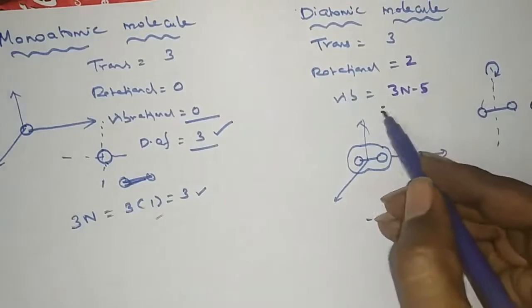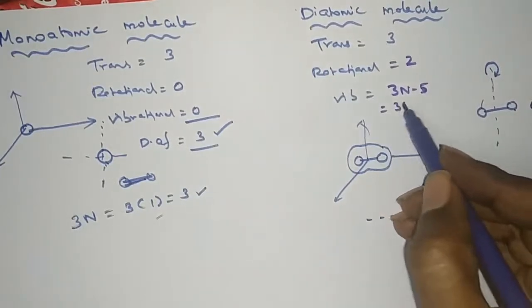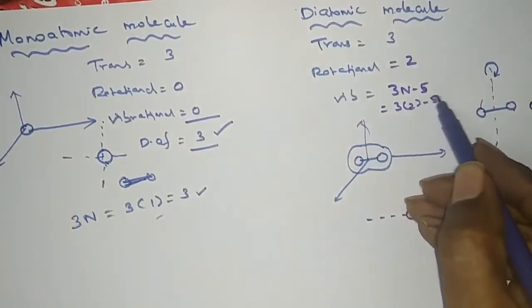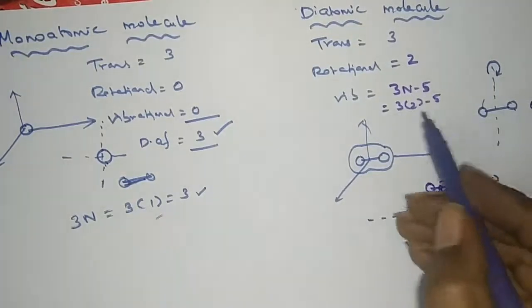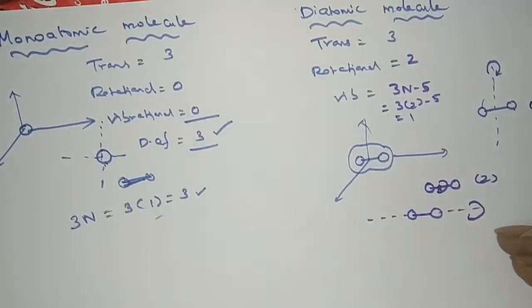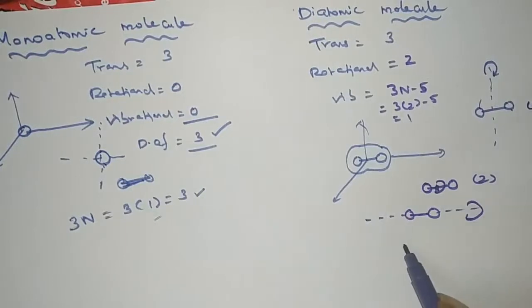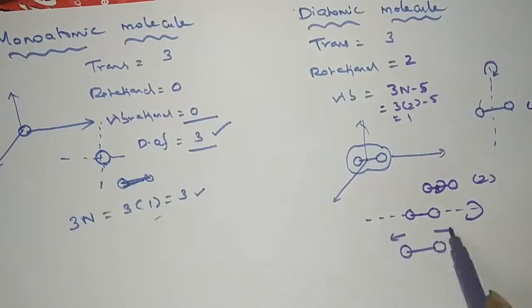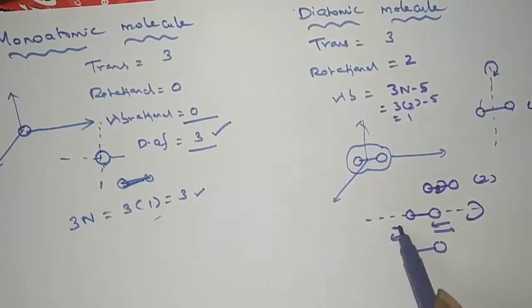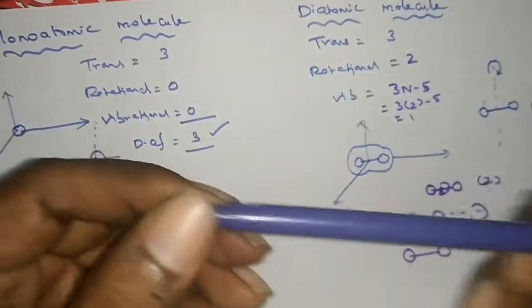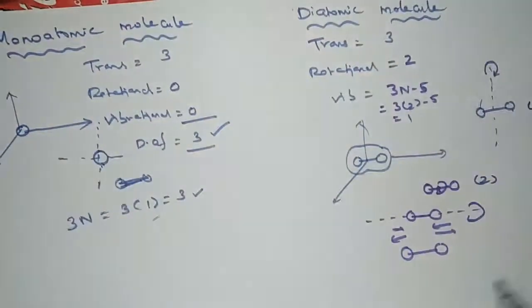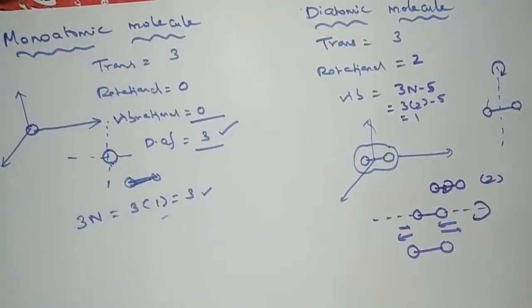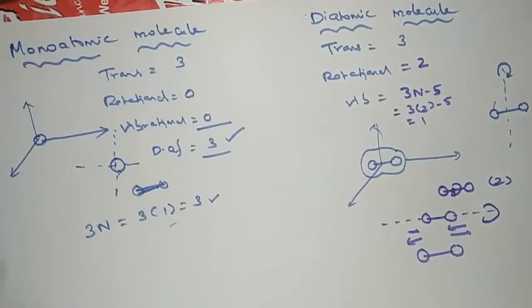So how many vibrational motions exist? 3 into 2 minus 5. N means 2, diatomic 2. Therefore, it has one vibrational motion, which is nothing but, for a molecule like this at higher temperature, the bonds will stretch and come back to their position and stretch again like this. So this kind of vibrational motion happens in a diatomic molecule.